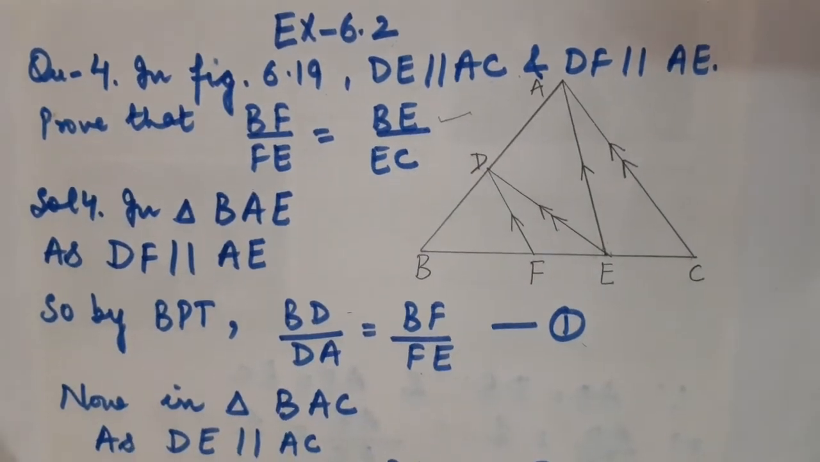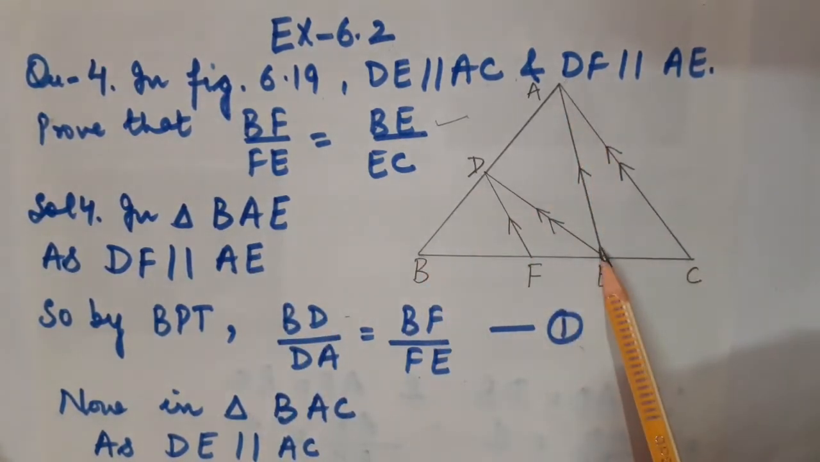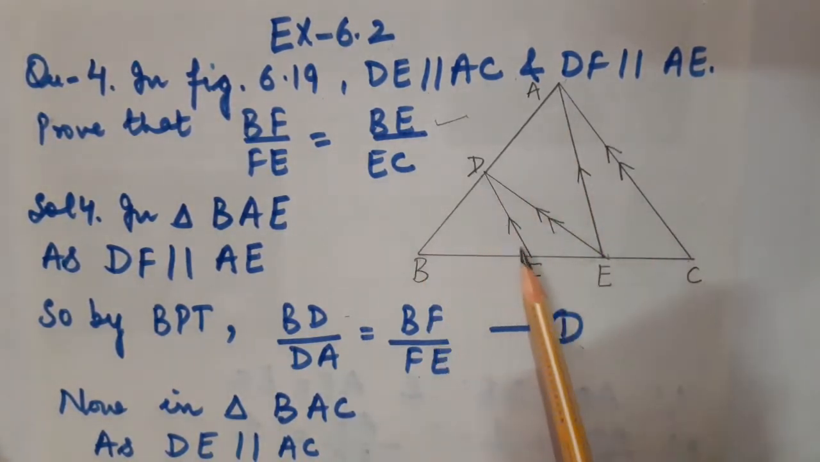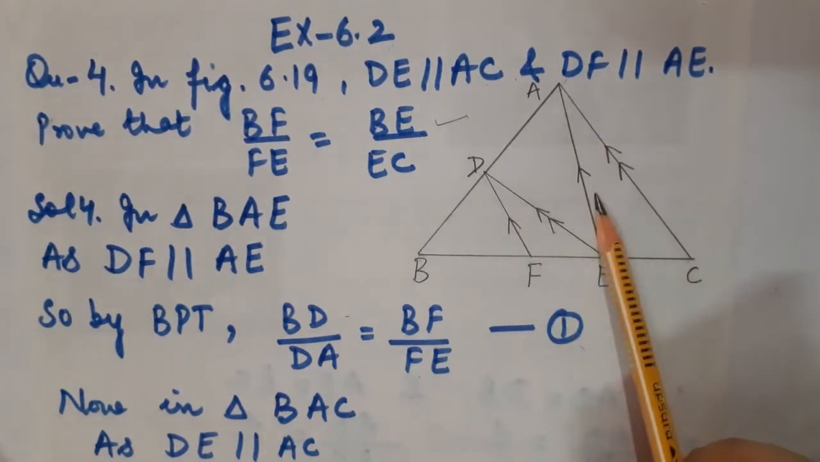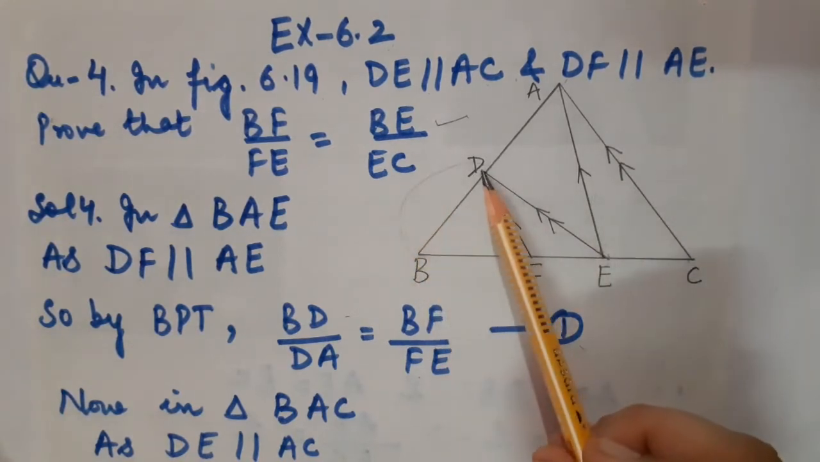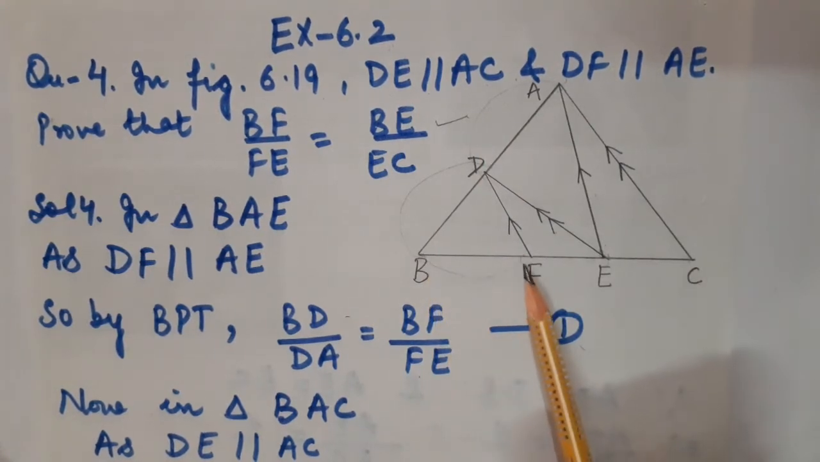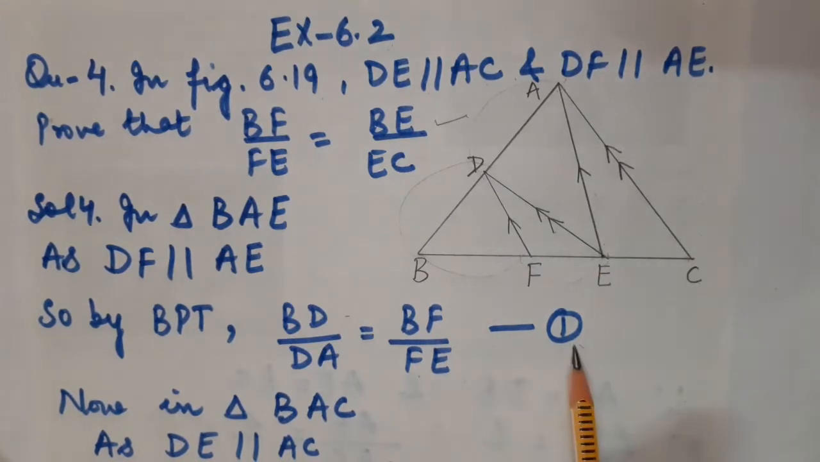So children, first of all, you have to choose the appropriate triangle in which the parallel lines are lying. Okay. In triangle BAE, I am going to take first of all. So here you can see in triangle BAE that DF is parallel to AE. So if DF is parallel to AE, then by BPT I can say that BD upon DA is equal to BF upon FE. Clear? So let it be considered as equation number 1.